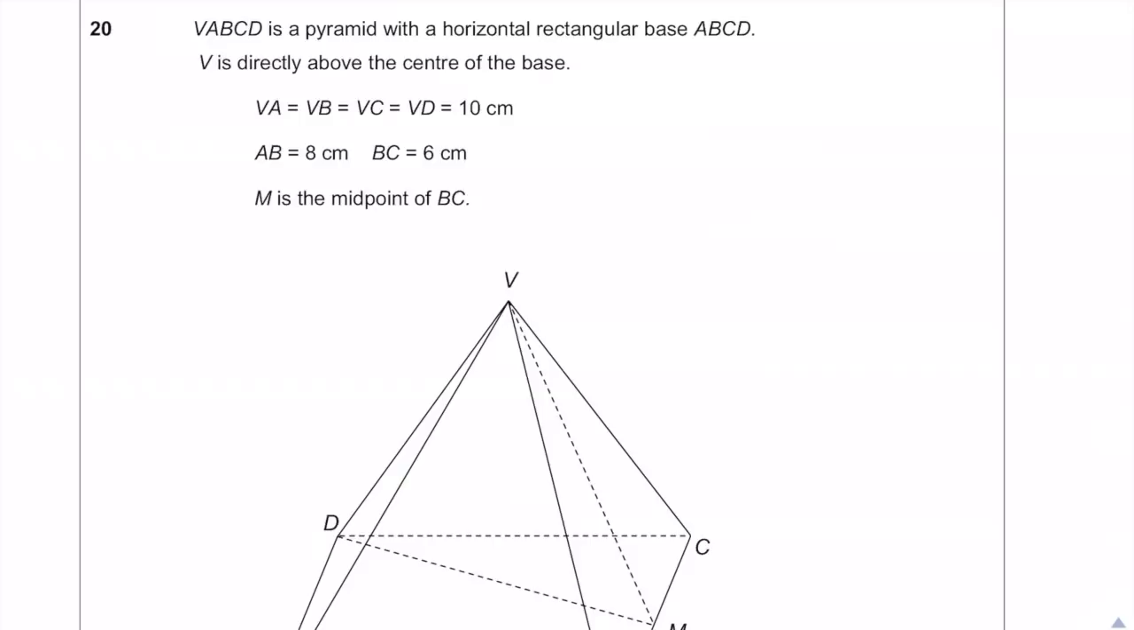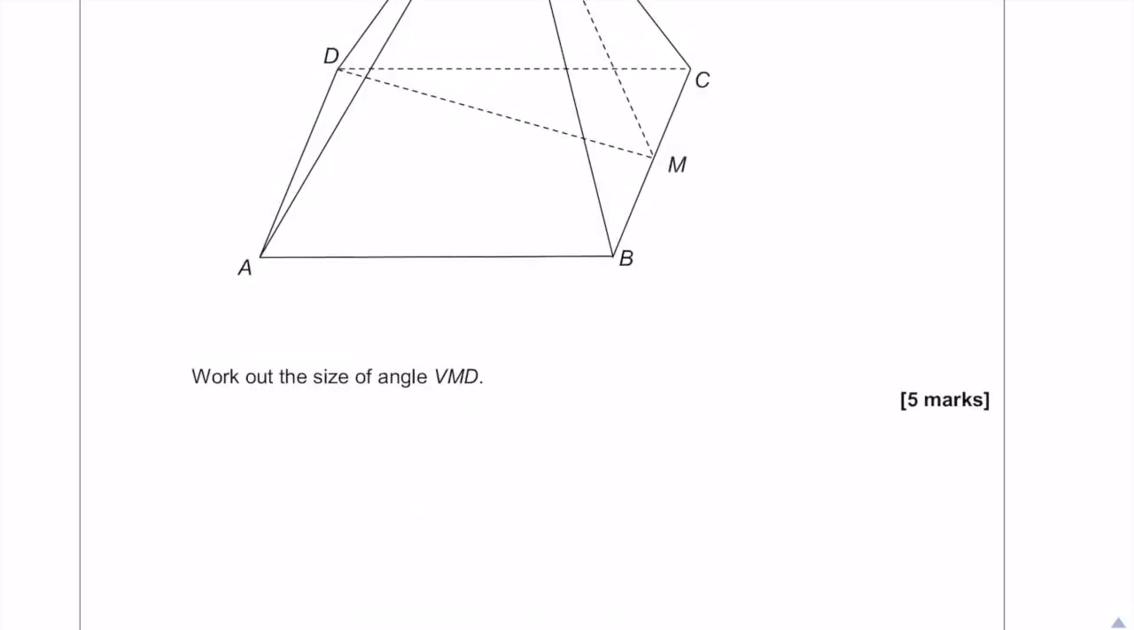Question 20. VABCD is a pyramid with a horizontal rectangular base ABCD. V is directly above the centre of the base. VA is equal to VB, which is equal to VC, which is equal to VD, which is equal to 10 centimetres. AB is equal to 8 centimetres and BC is equal to 6 centimetres. M is the midpoint of BC, and we need to work out the size of angle VMD.